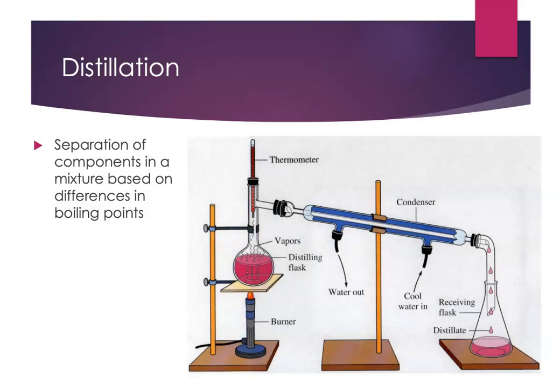We can also talk about distillation, where we're talking about separating the components based on differences in boiling points. One material in the mixture will boil at a lower temperature and it'll boil off and we can collect it, and then we can keep boiling the original sample and another component will get to its boiling point and we can boil it off and cool it down and collect the vapor or the liquid in another container and separate them based on boiling points.